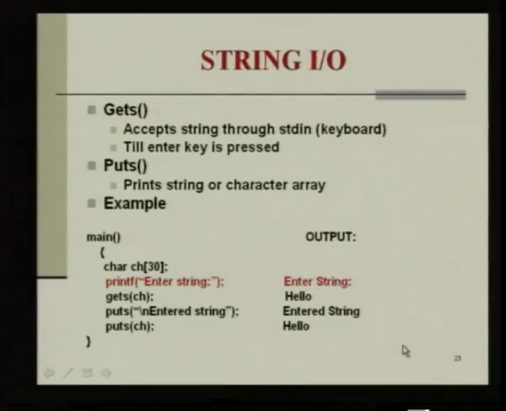Whereas in the previous cases we had only a single character, because it is a string, we have to have more than one character, we need to have letters. And here you are having "enter string" that comes as the output. You have the gets of ch, you are getting the string hello. Then you have puts of "entered string", which prints it on the output screen, and you have puts of ch, which is the same hello string which you entered. So, this is how the string IO works in C.